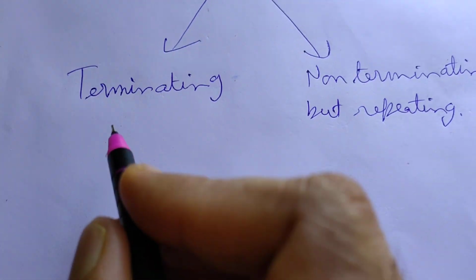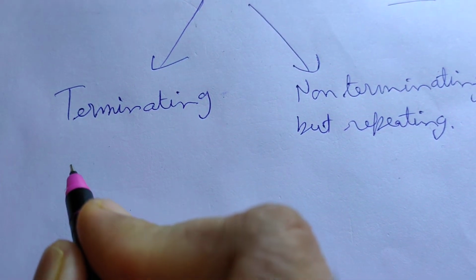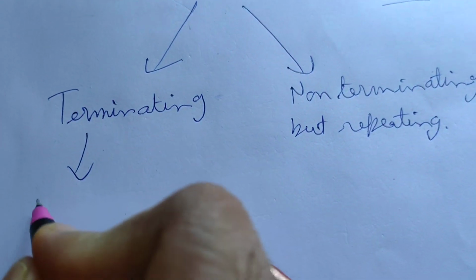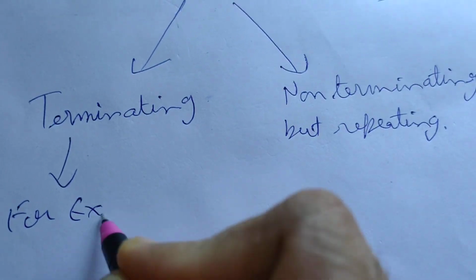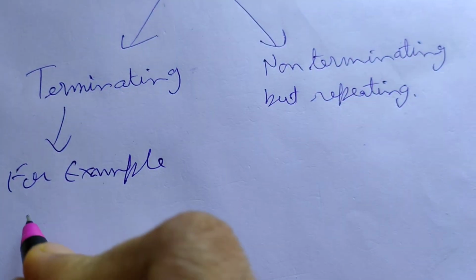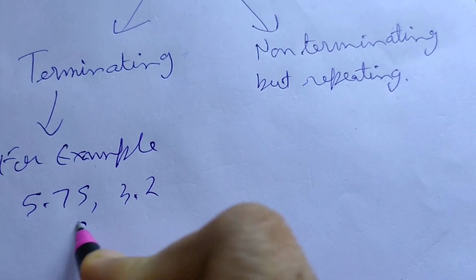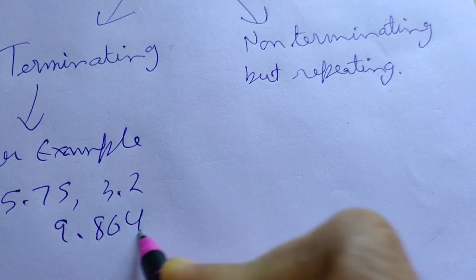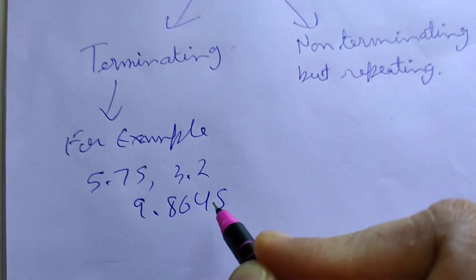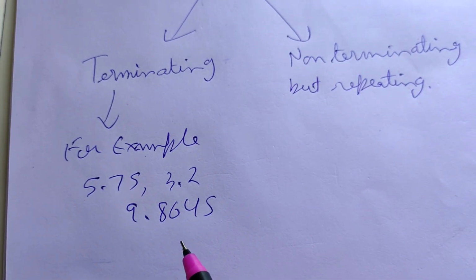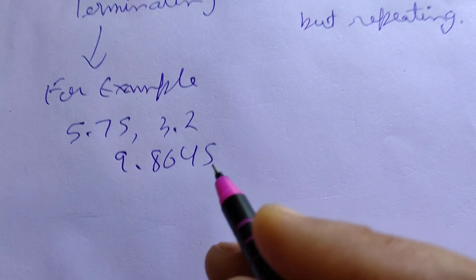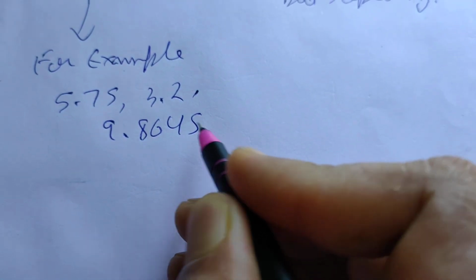Now examples of rational numbers having terminating decimal expansions are, for example, let us take 5.75, 3.2, 9.8645. So they are all terminating decimal expansions because the decimal expansion has terminated here. For the third example, you can see that it has terminated after the number 5. It is 9.8645. After that, the division is complete.